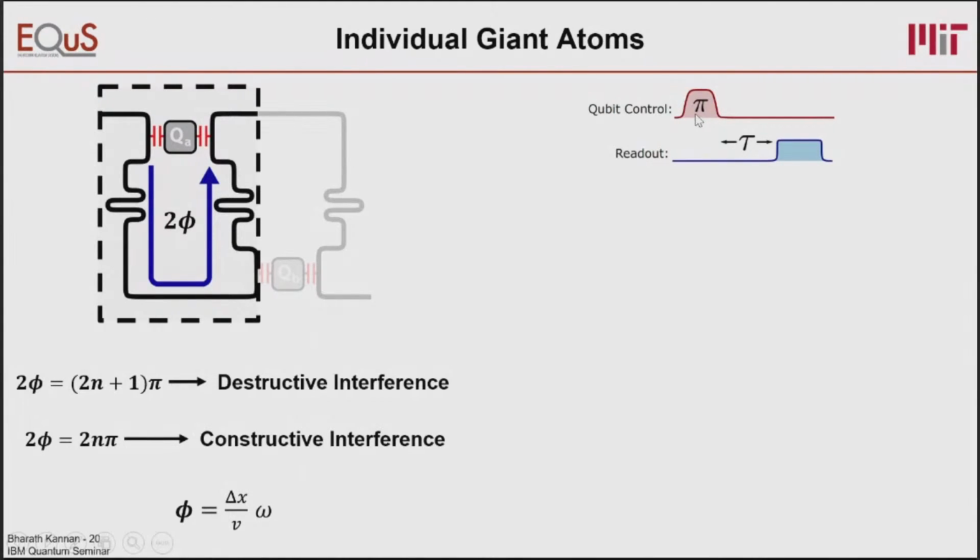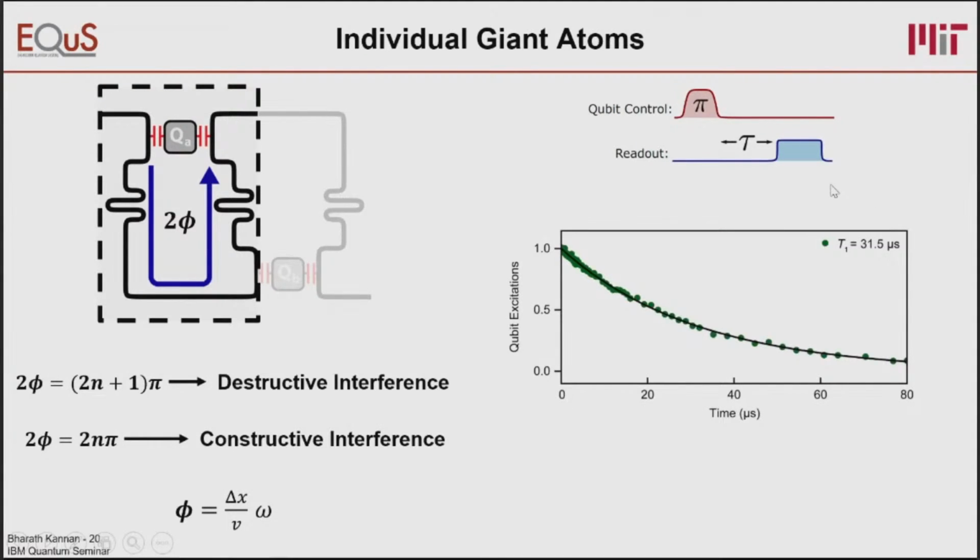And so what we do is we simply apply a pi pulse on the qubit to excite it, and then we just wait some period t before performing a readout to measure what the population of the qubit is. And indeed, if we go to the qubit frequency which satisfies this condition, you can see that we measure a maximum lifetime, a relaxation time, of 31.5 microseconds.